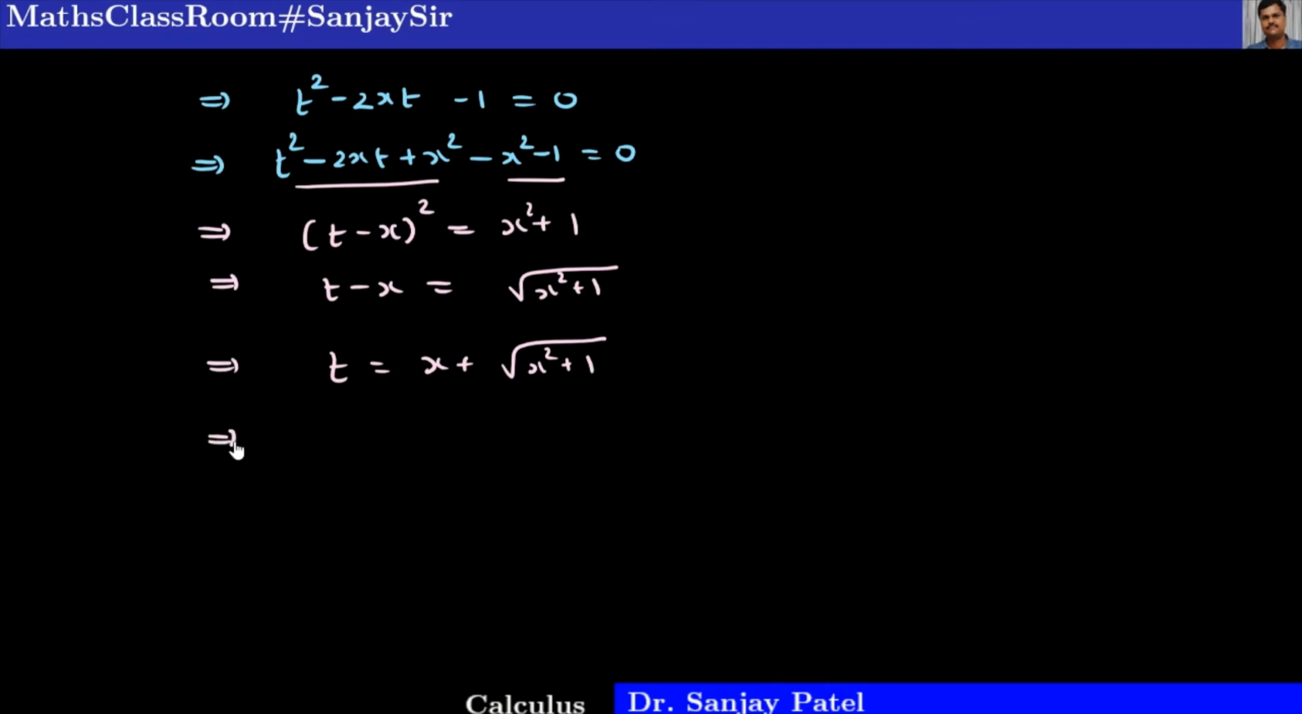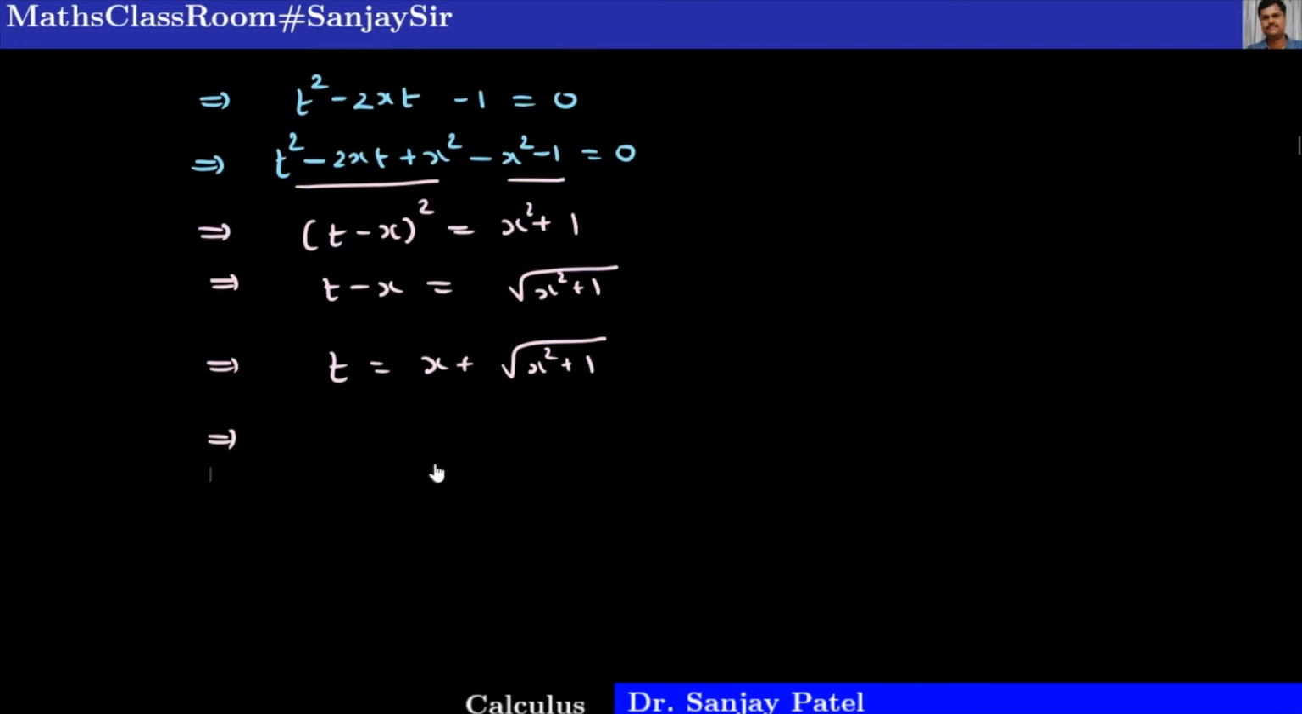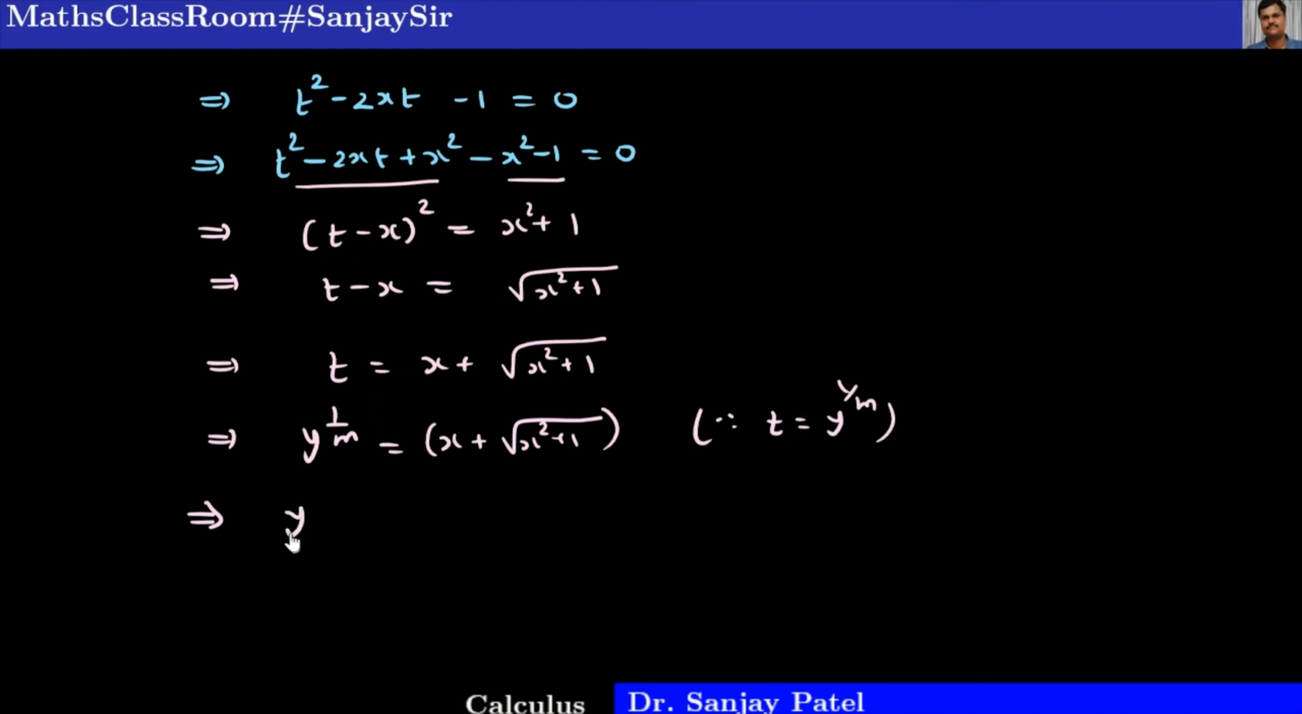Now what was t? So t was y raised to 1 upon m. So putting the value of t, we get y raised to 1 upon m is equal to x plus square root of x square plus 1, because t is equal to y raised to 1 upon m. Now taking mth power on both the sides, we get y is equal to x plus square root of x square plus 1 whole raised to m.